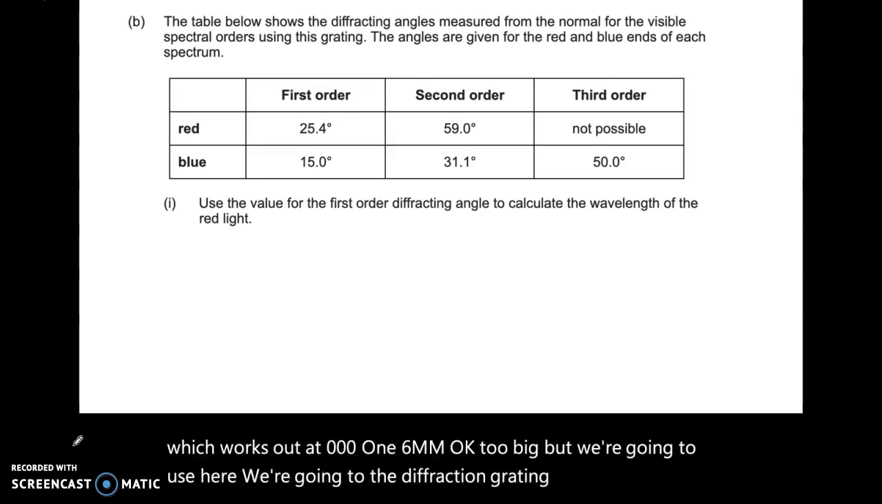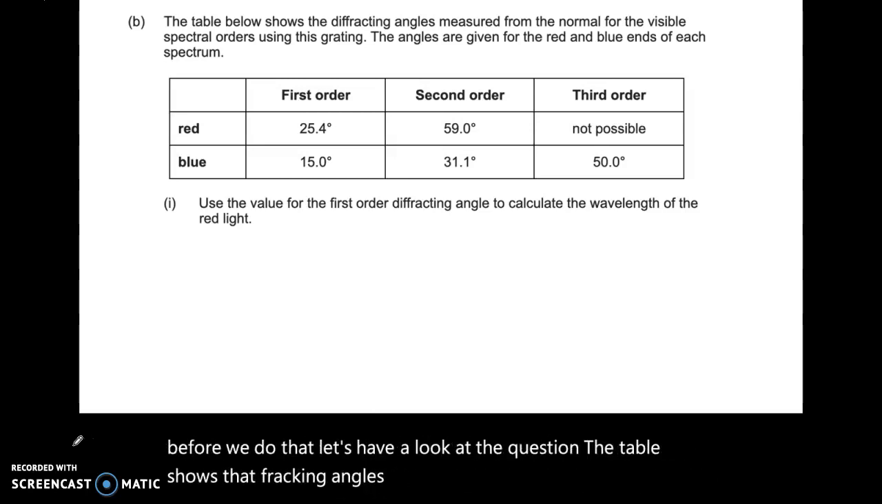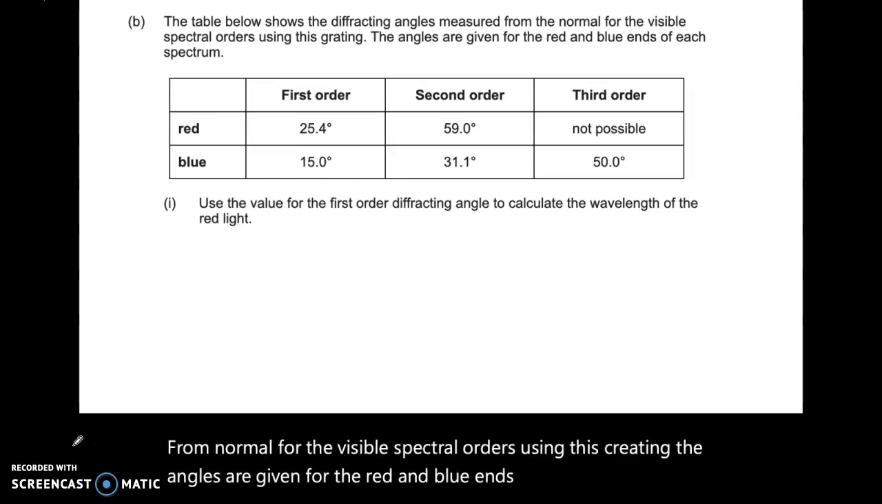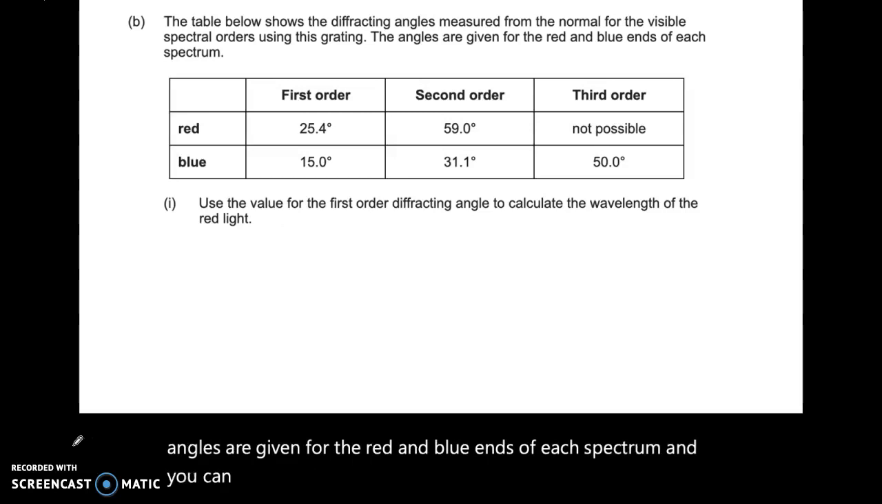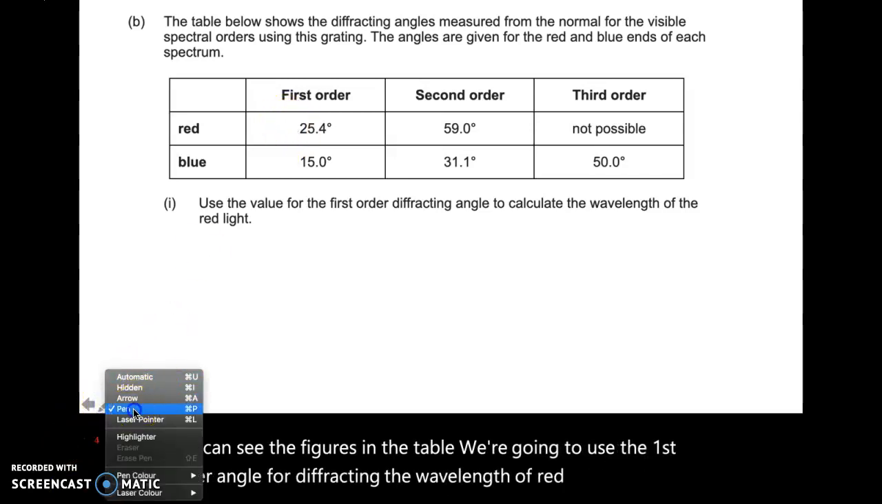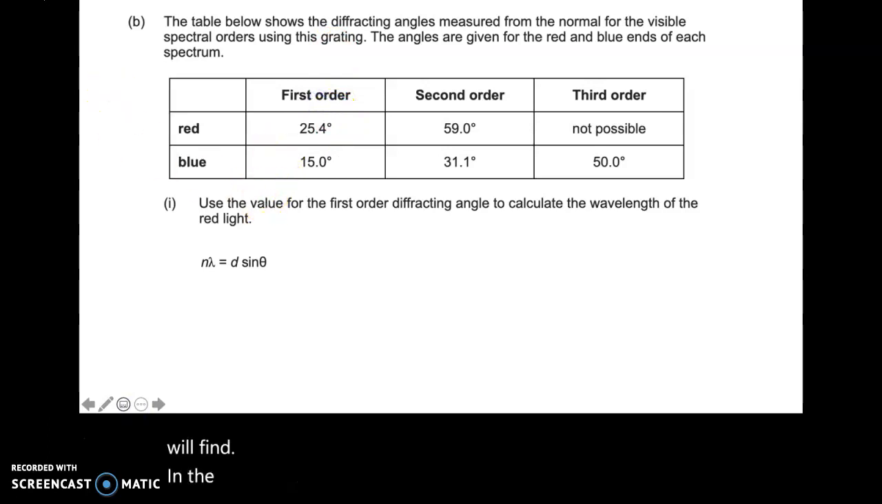But before we do that, let's have a look at the question. The table below shows the diffracting angles measured from normal for the visible spectral orders using this grating. The angles are given for the red and blue ends of each spectrum, and you can see the figures in the table. We're going to use the first order angle for diffracting the wavelength of red light, which we will find here in the table. Okay, so there you go.